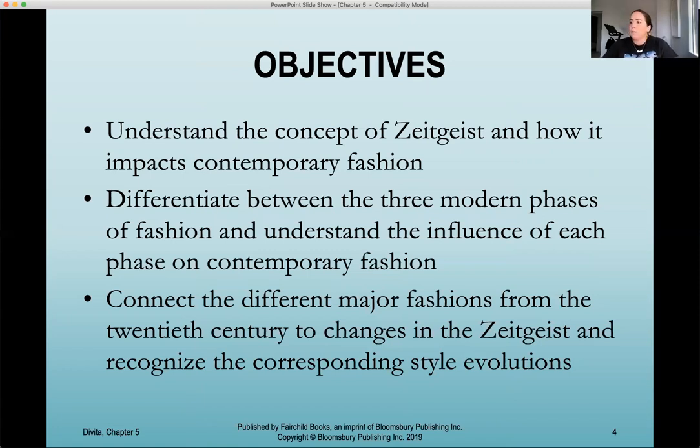How to differentiate between the 3 modern phases of fashion and understand the influence of each phase on contemporary fashion. So we'll go over those 3 modern phases. And then connecting the different major fashions from the 20th century to changes in the zeitgeist and recognizing the corresponding style evolution. So how it has changed according to the zeitgeist.